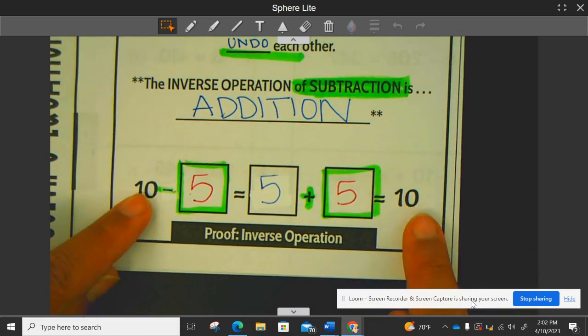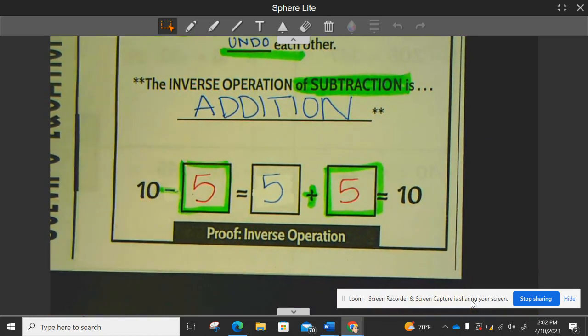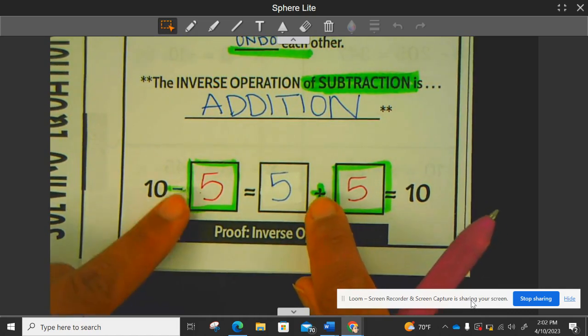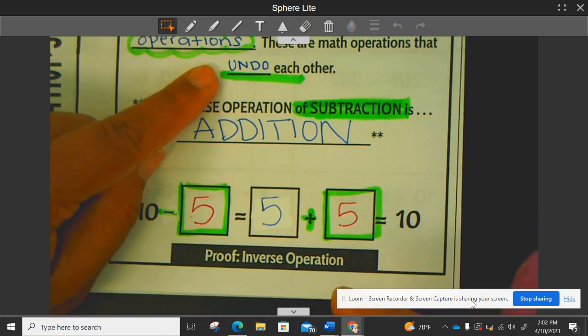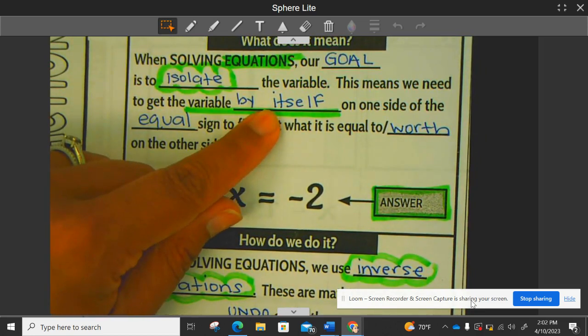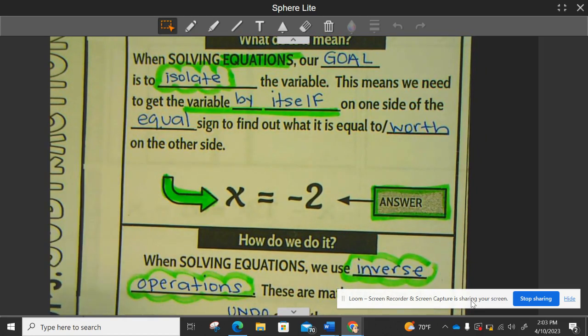So I undid it. Okay, so I have $10. I gave $5 to my friend, but then my friend didn't need it anymore, and gave me that $5 back. I now have $10 again, right? So the inverse of subtraction will be addition, and the reason we need to do that is so that they can undo each other, so that way we can isolate the variable to get our answer for the equation.